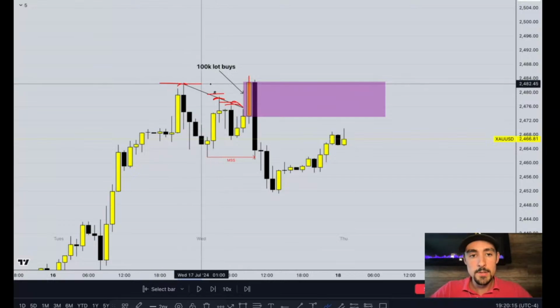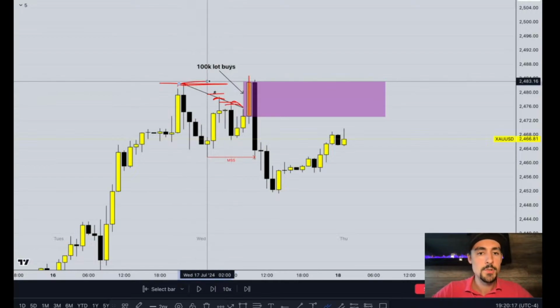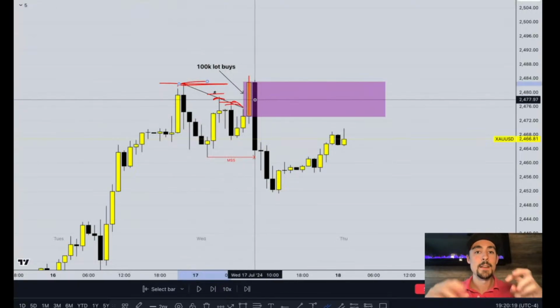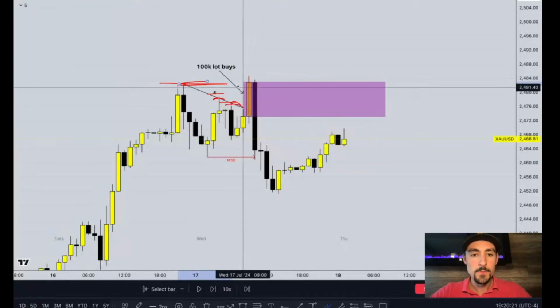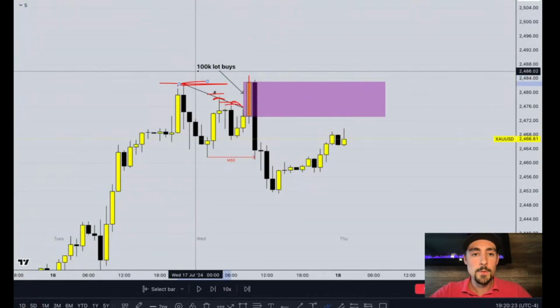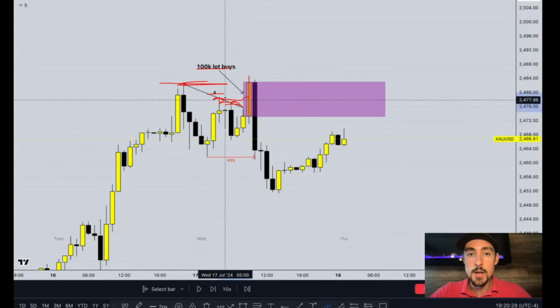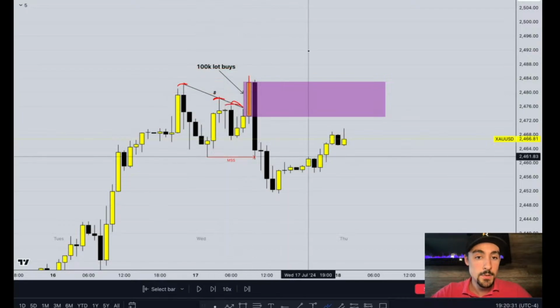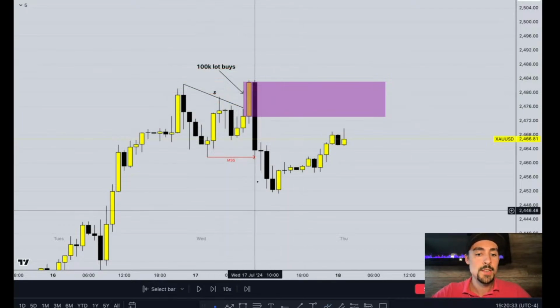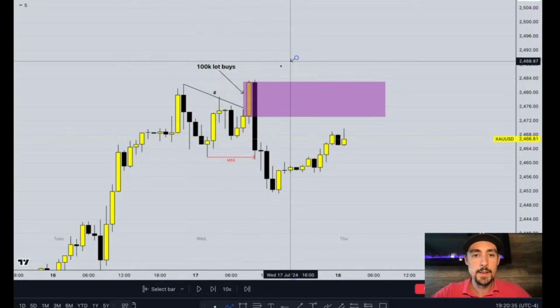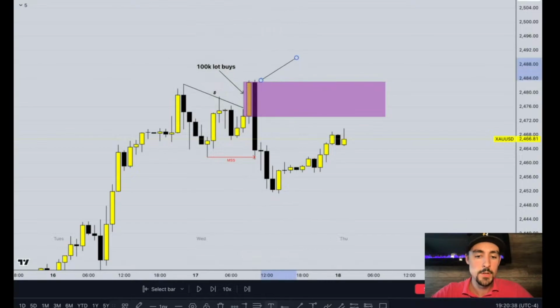So when stop losses are being triggered from sell positions, that's adding buy pressure to the market and therefore allowing for the institutions. So the institutions take 100,000 lot buys, driving the market up into stop losses, adding to the buy pressure, which then allows them to go ahead and enter that bigger sell position, which was ultimately what they were looking to do. And this was kind of the catalyst for them to take that 1 million lot sell.